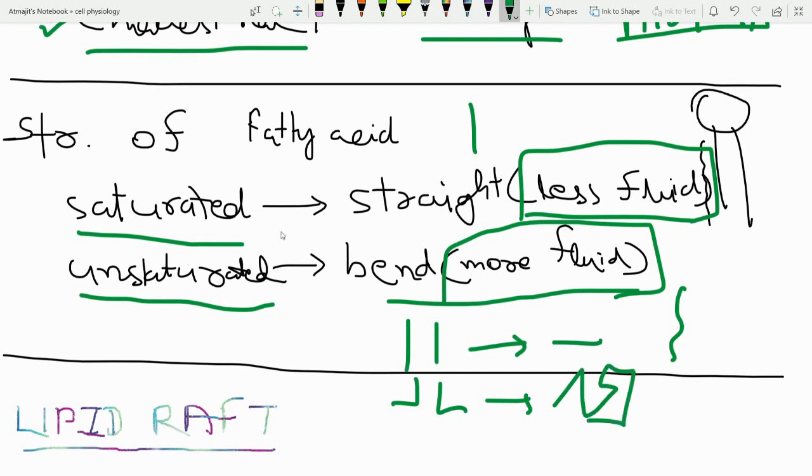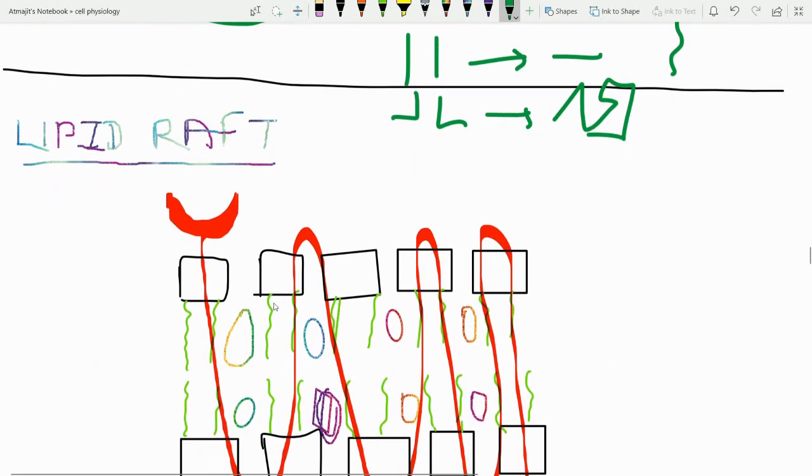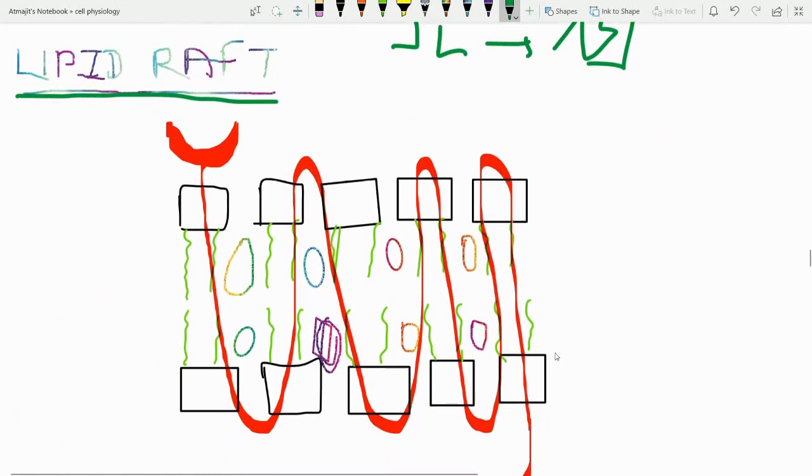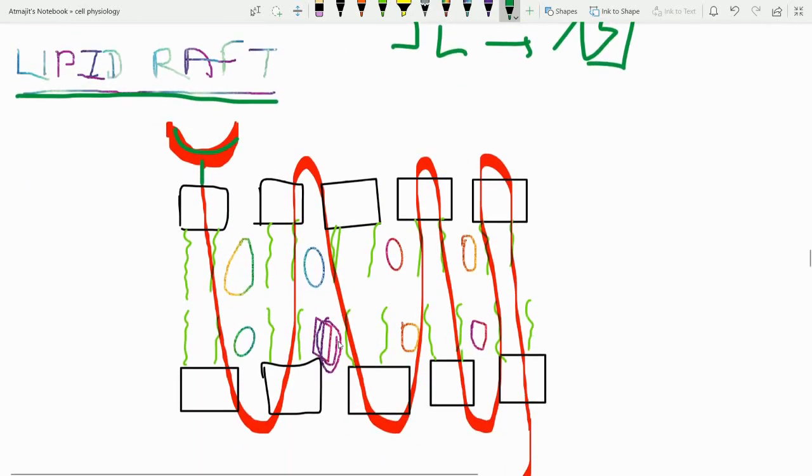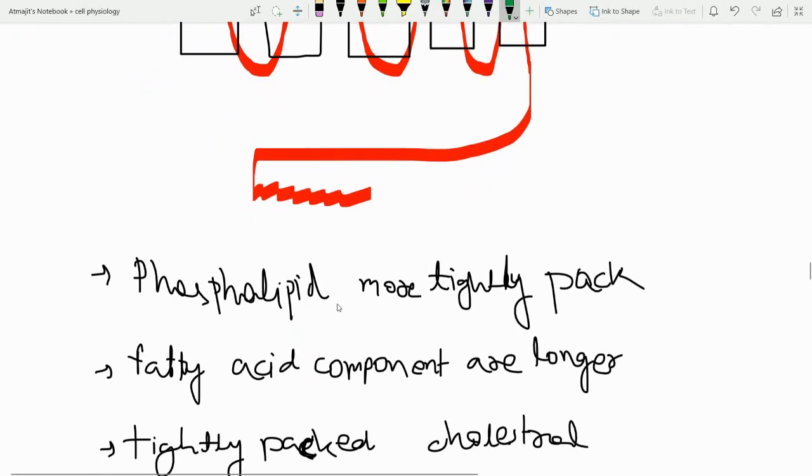So if they are straight, they are saturated and less fluid. If they are unsaturated, they are bent and more fluid. Then we'll learn about lipid raft. Lipid raft is the same cell membrane structure, but it contains one receptor. Here, this red one was the receptor. This is a serpentine receptor or 7-pass receptor. Here, there are some characteristics.